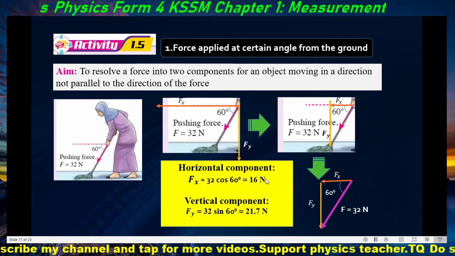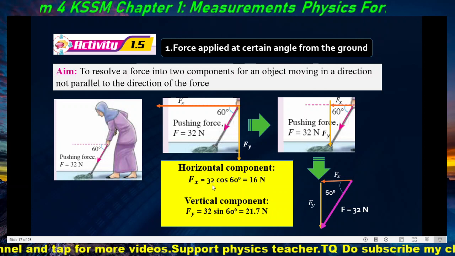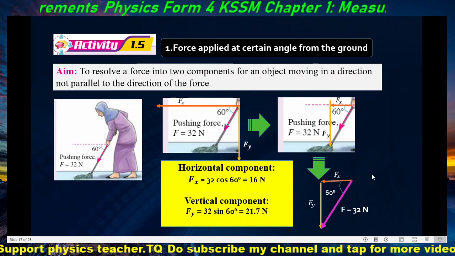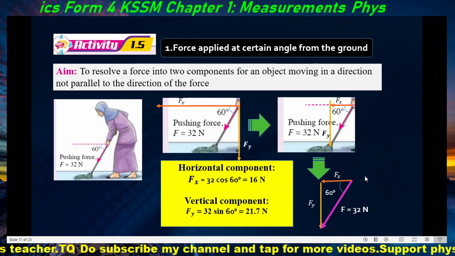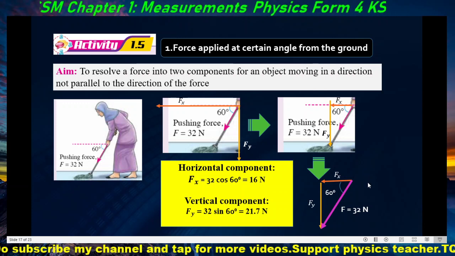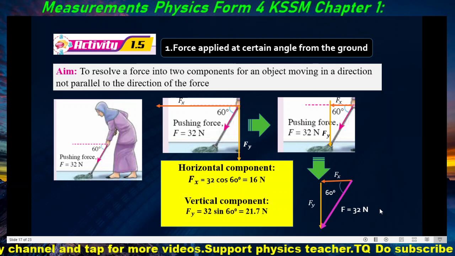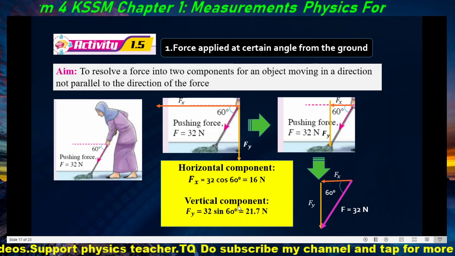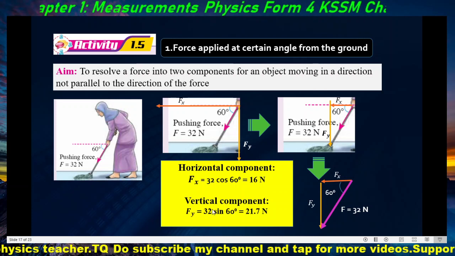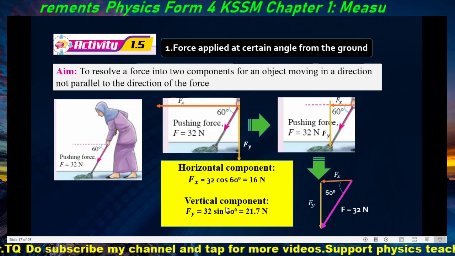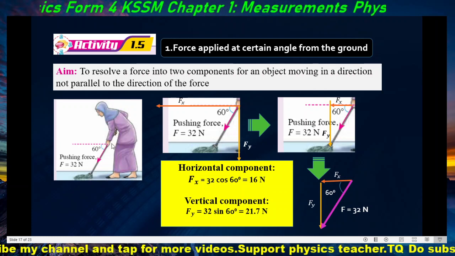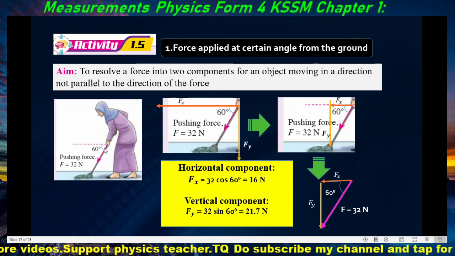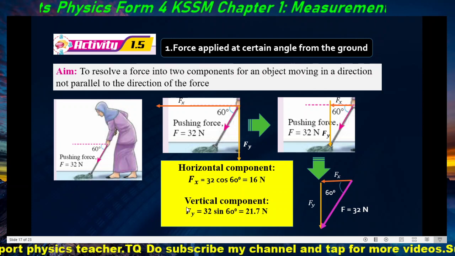If you still cannot understand why we calculate Fx this way and Fy this way, you can go back to the formulas of trigonometry. Find the value of sine 60 equals what? Cos 60 equals what? Then you can also get the answer. So this is the horizontal component and the vertical component. The horizontal component will cause the mop to be pushed forward horizontally. The vertical component causes the mop to press on the ground.